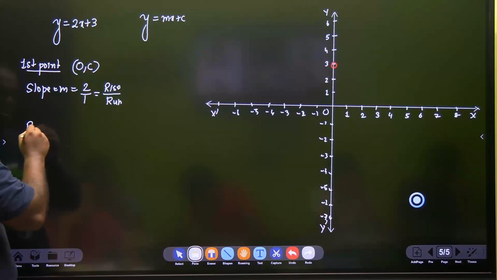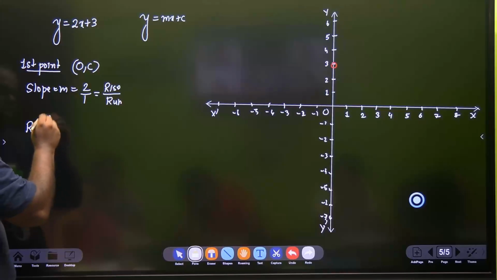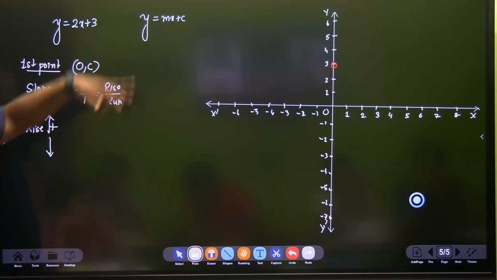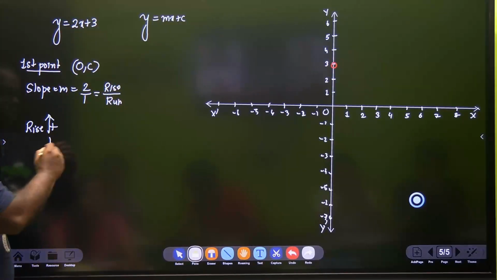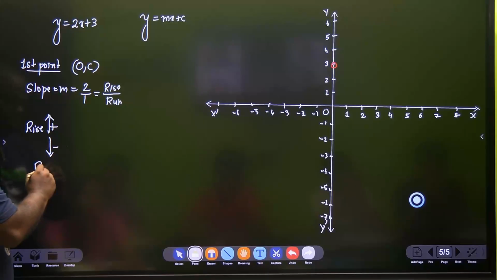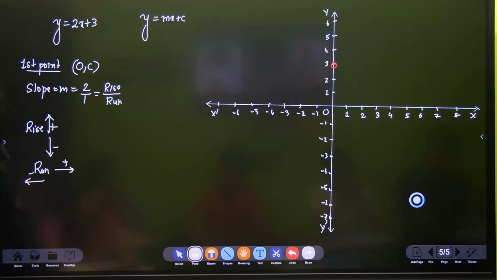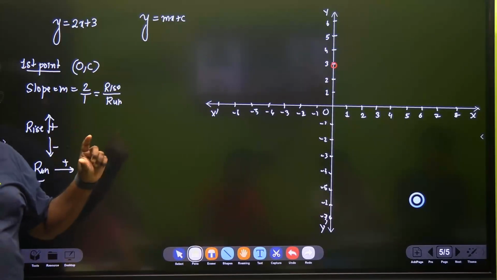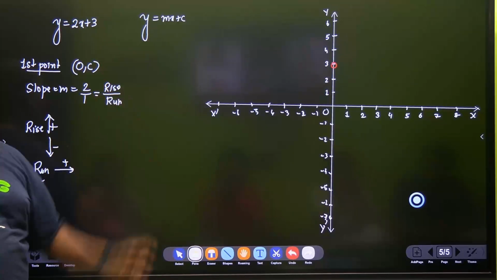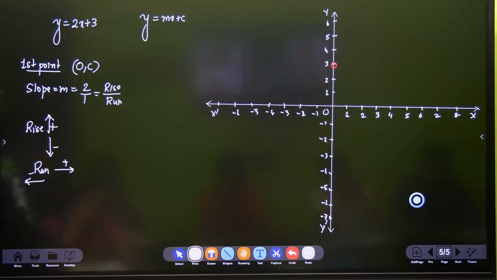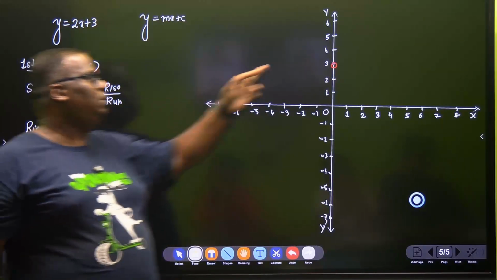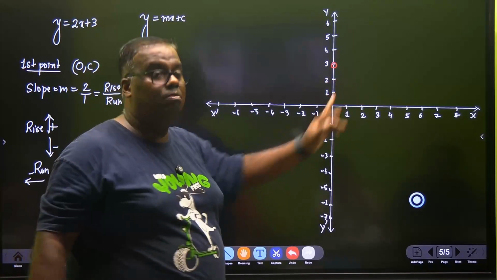Rise means always up or down. If the number is positive, a positive rise is always going upwards. Negative rise means you are going south. What do you mean by run? Run means you will go either positive on this side or negative on this side. It's like the rook in chess, which only moves straight. Understood? So my slope here in this problem is 2. 2 can be written as 2 by 1. So 2 is my rise and 1 is my run. But from where? From the point that you have already plotted. So how much is my rise now?